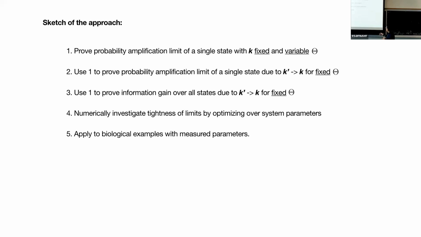So then I'm going to use that to ask what is the probability amplification of a single state when you change from k prime to k for fixed theta. And I'm also going to use it to answer the question of how does the KL divergence change over the entire probability distribution if you go from k prime to k, also for fixed theta. And then I'm going to show you some numerical investigations into how tight this bound is and give you some biological examples. So that's the roadmap for the rest of the talk.